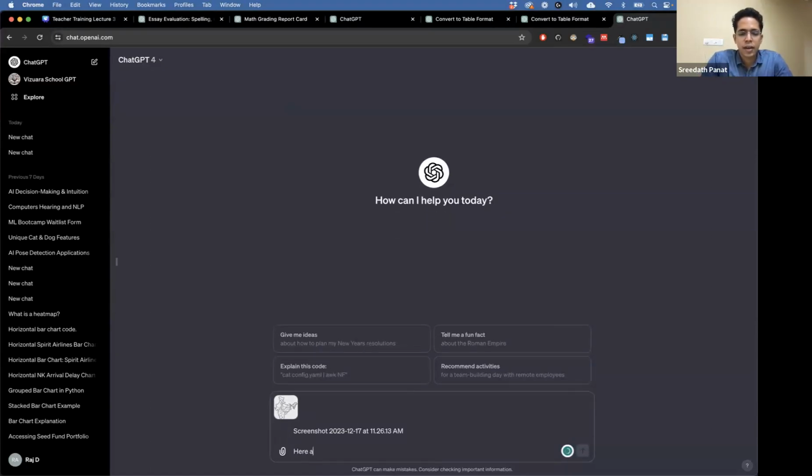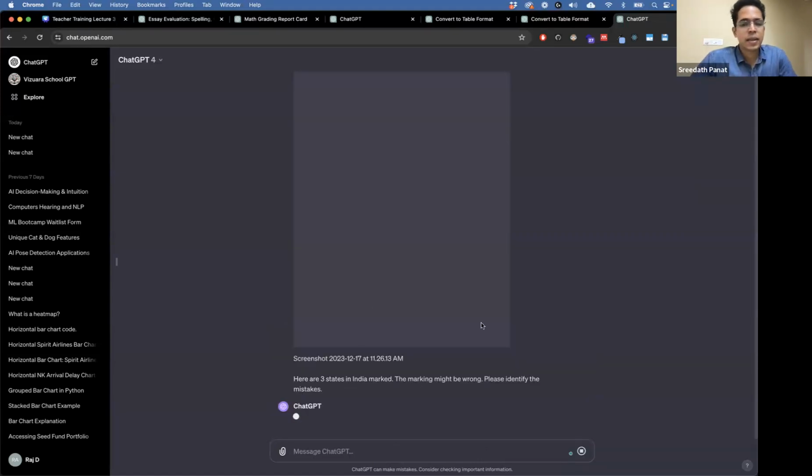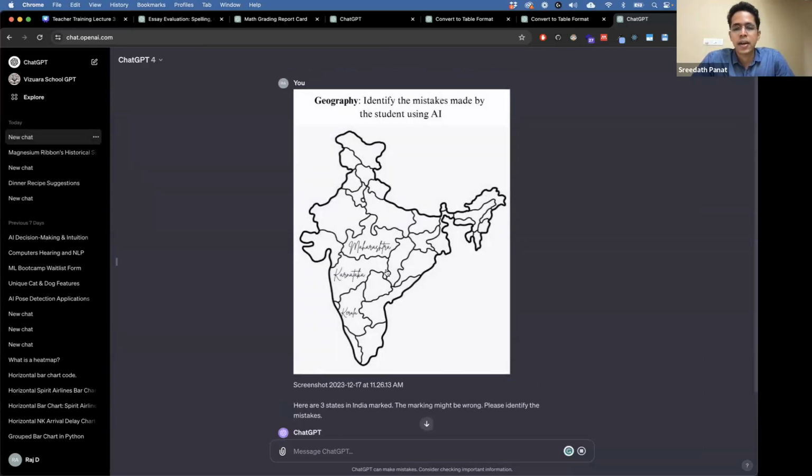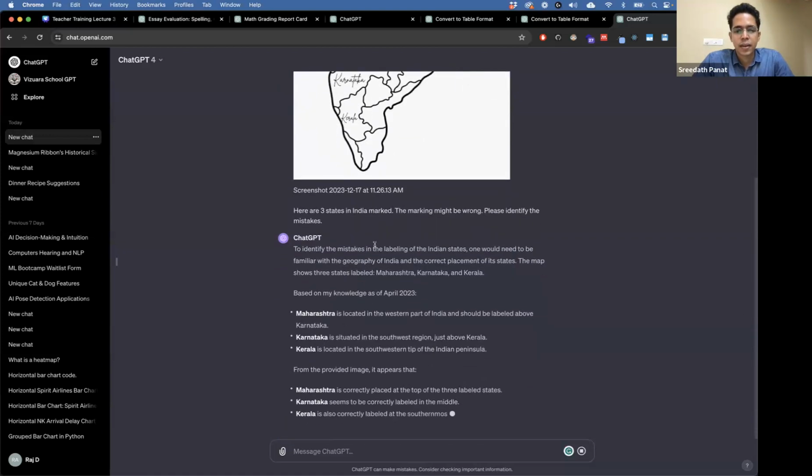Here are 3 states in India marked. The marking might be wrong. Please identify the mistakes. We will see from our experience that sometimes ChatGPT also makes mistakes because it's a complex image. The Indian map is not a simple image, but we will see.